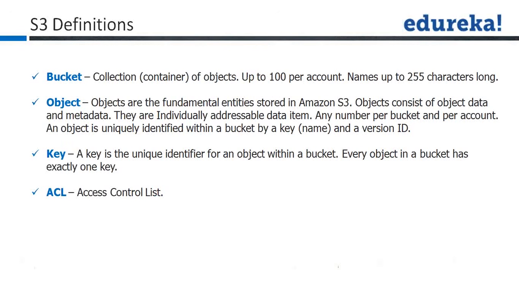Now, a key. What is a key here? Each object is identified with a unique key, like a name, and then there is a value. So it's a key-value pair scenario, through which the object is identified. Each object would also have an access control list that would help you identify whether this object is shareable over the internet or not. We will see in detail about bucket, object, key and access control list when we do the demo part.